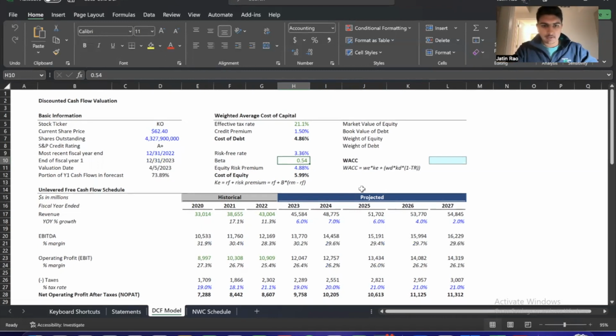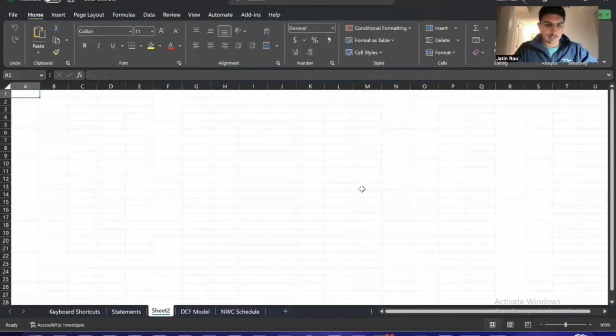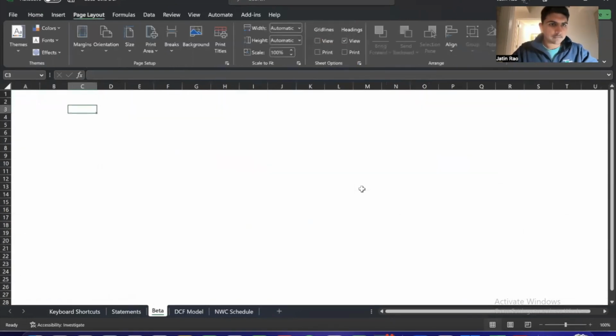So what I'm going to do is first open up a new sheet. Alt-HIS is the keyboard shortcut for that. Alt-HUR to rename, and I'm going to call it beta. Alt-PVG to remove the gridlines.